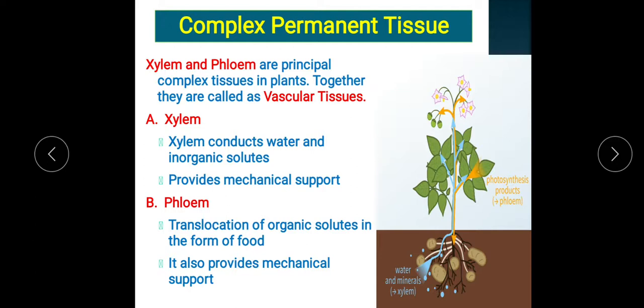So in simple words, xylem conducts the water and minerals from soil to the different photosynthetic parts, while the phloem translocates the photosynthetic products, that means the food material, from the leaves or the photosynthetic parts to the non-photosynthetic part of the plant.